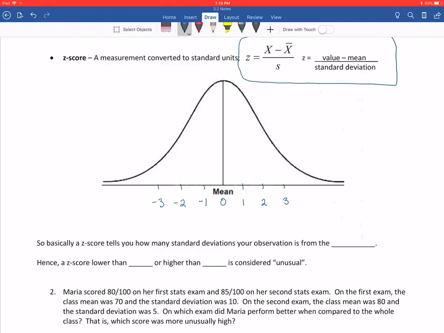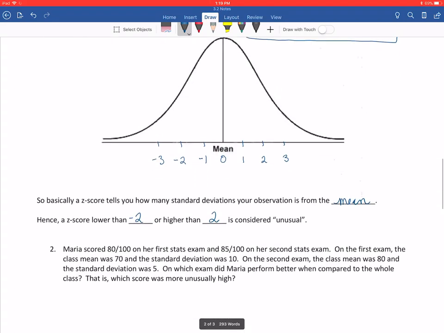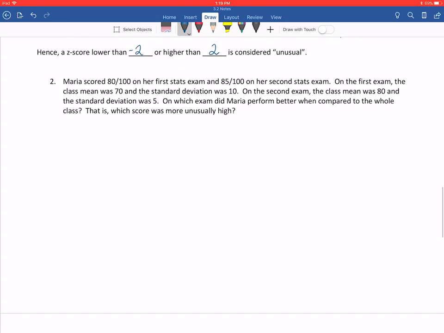So a z-score just tells you how many standard deviations your observation is from the mean. And a z-score lower than -2 or higher than 2 is considered unusual. So it makes these questions just a little bit easier and faster to ask.